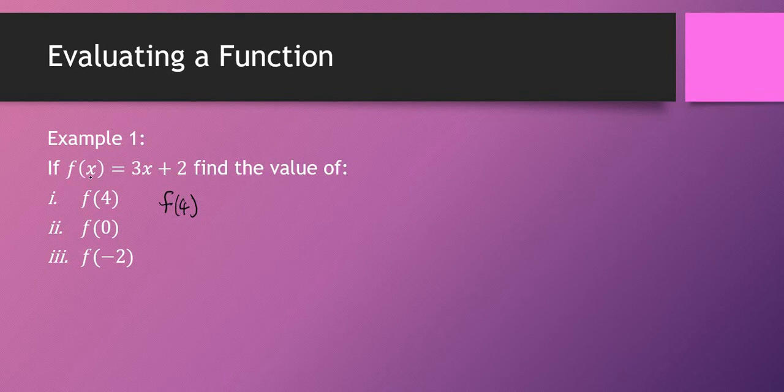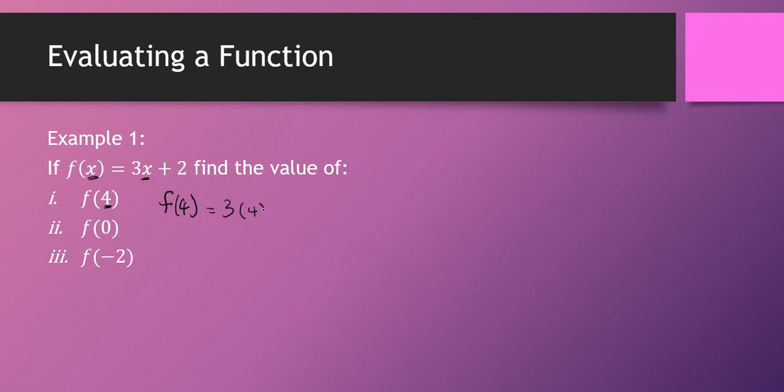So here in the bracket we have x, right? And over here we have x. Now they ask us to find f of 4. It means that we're going to substitute this value of 4 for x. So f of 4 is going to equal to 3. Instead of writing back x, we know the value of x. X is 4. So we're going to replace x with 4.